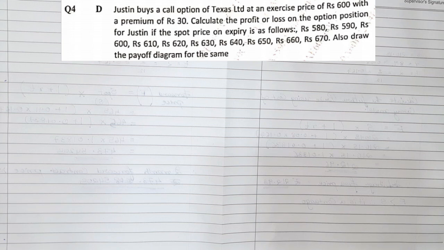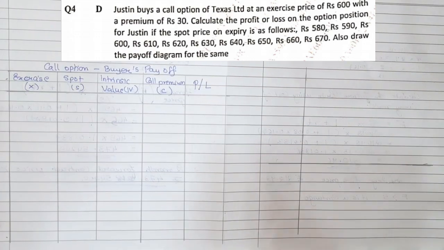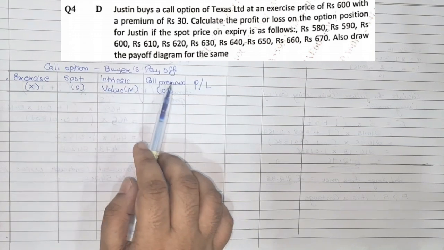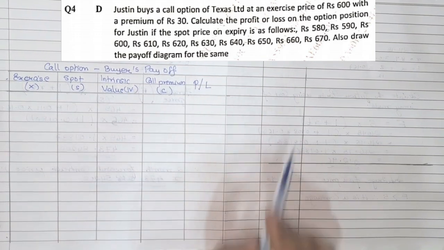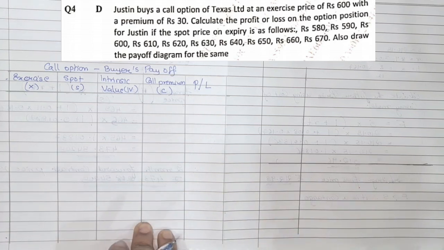Now, when such questions are given, first we need to create a table and we will create an X and Y axis. So let us see what table is required and then how to solve that particular question. Okay, so this is the table that is required which I've created. We have call option buyer's payoff, exercise price, spot price, intrinsic value, call premium and profit and loss, and X and Y axis for the diagram. Okay, so we'll start now.